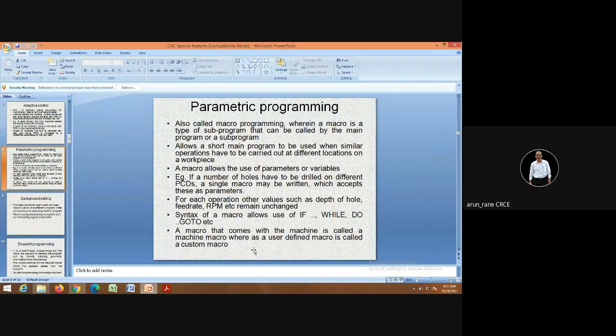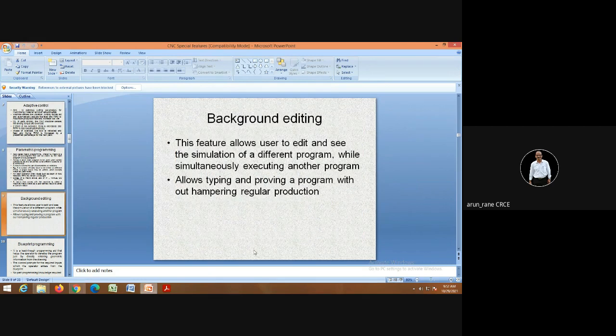And parametric program also allows you to use statements like if, while, do, go to, like what we use in our C program. So this is an additional extra feature.